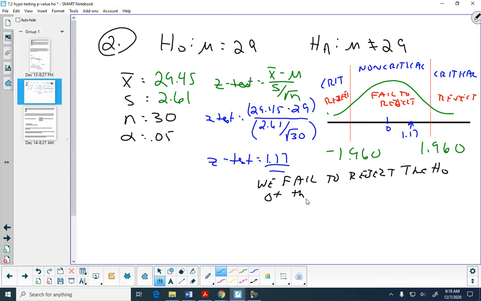Of the mean height of 29 inches. So that is a summary of your findings.